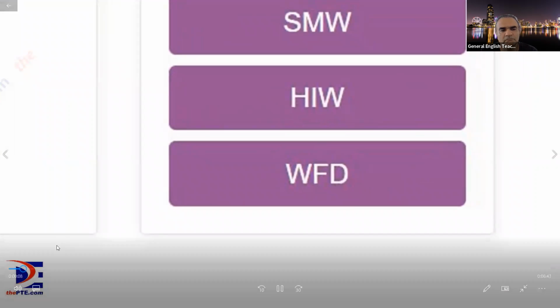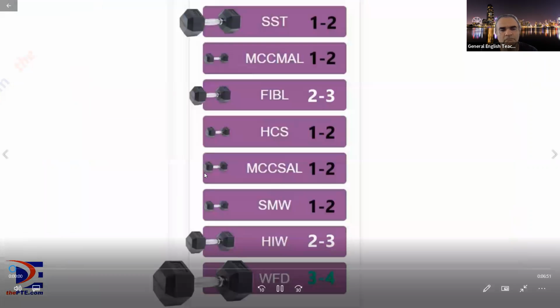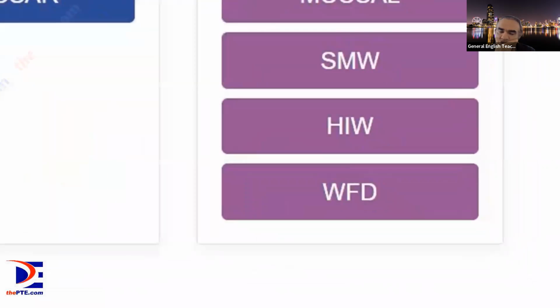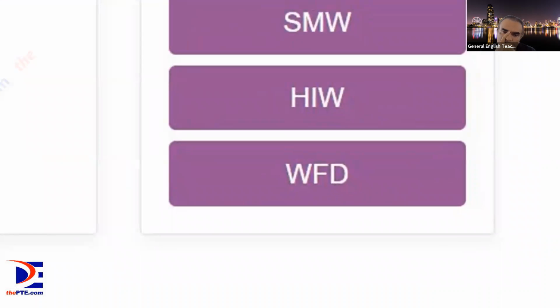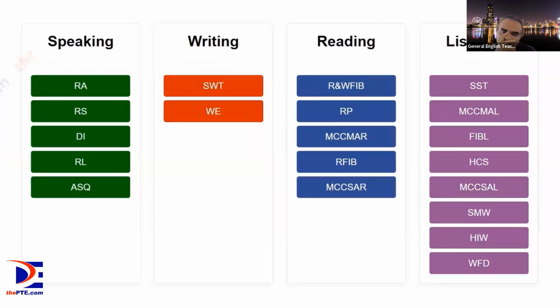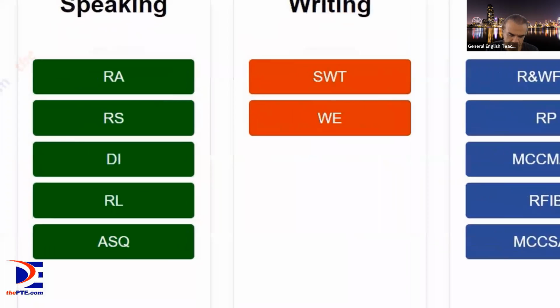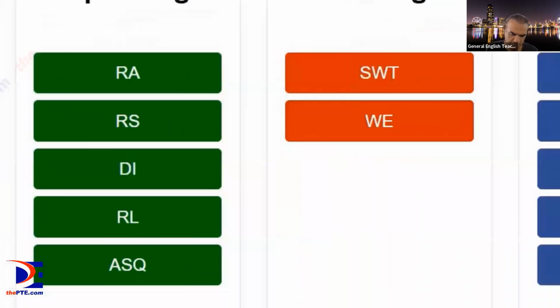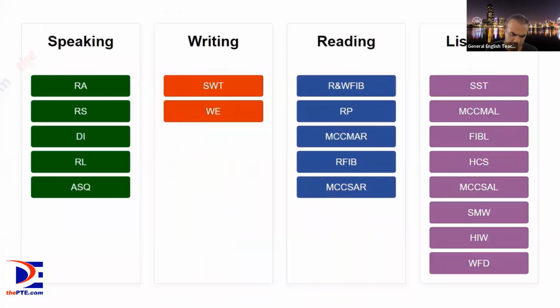Most important test item in the listening. Write from dictation. Write from dictation is the most important test item in the listening module and the second most important test item throughout the PTE test after repeat sentence test item of the speaking module.